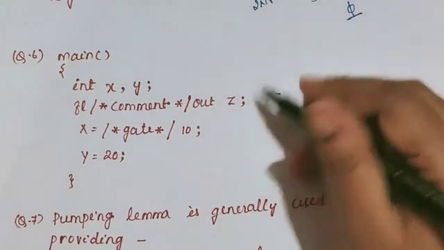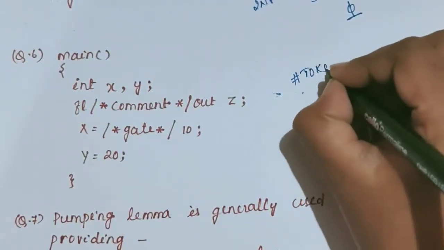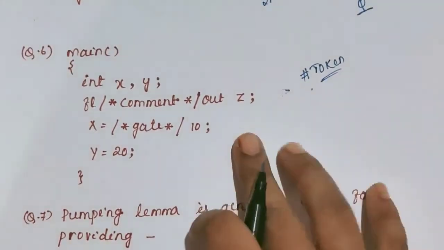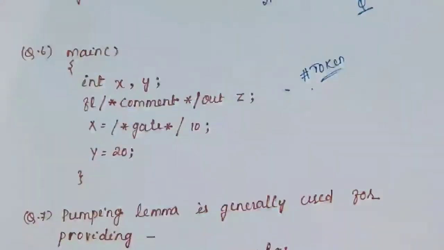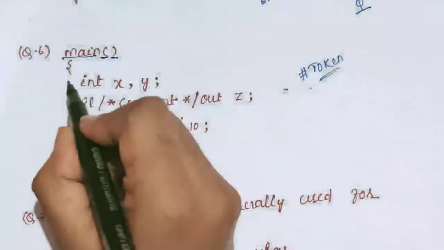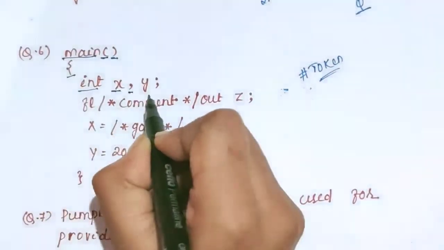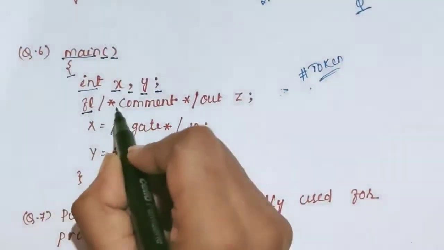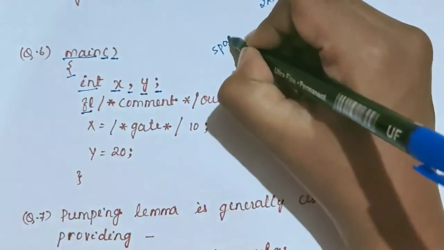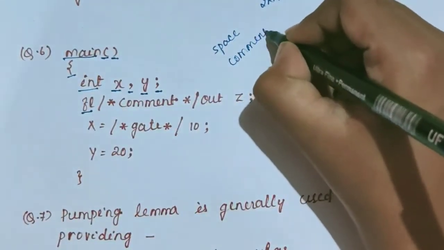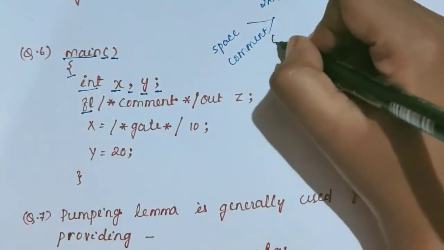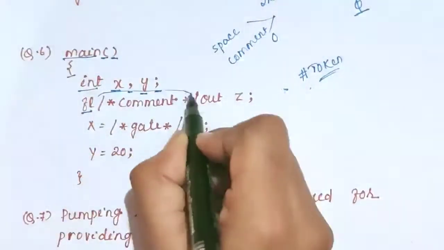Then quiz number 6, they have asked to find the number of tokens. This is a compiler design question, and in the given program they have asked to find the number of tokens. So every keyword is a token. Here main is a token, 1, 2, 3, 4, 5, 6, 7, 8, 9, 10. If a comment line or blank spaces are given, they are not at all tokens. So for this you have to count 0. For comments you leave this.